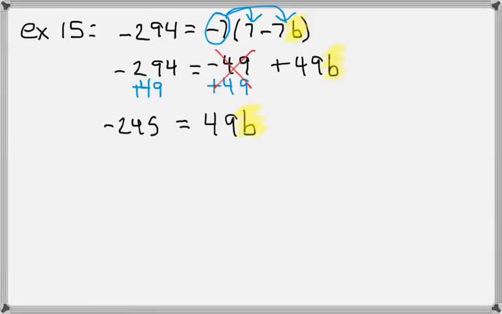Again, we're still trying to isolate that b. What's keeping him from being by himself is that 49. So how do you undo a multiply by 49? You have to divide both sides by 49. So on the left, negative 245 divided by 49 gives us a negative 5, is equal to 49 divided by 49 is a 1, so that's going to cancel, leaving us with just our variable b. Final answer of b is equal to negative 5.